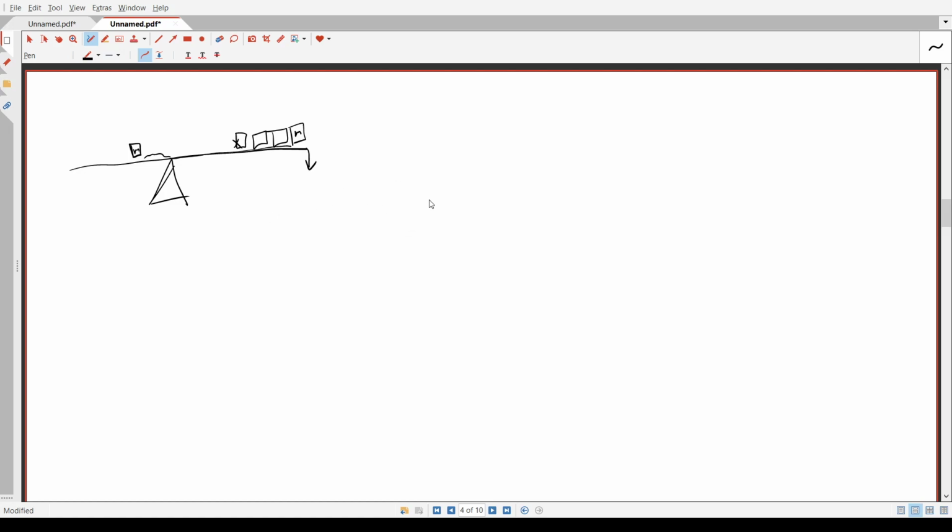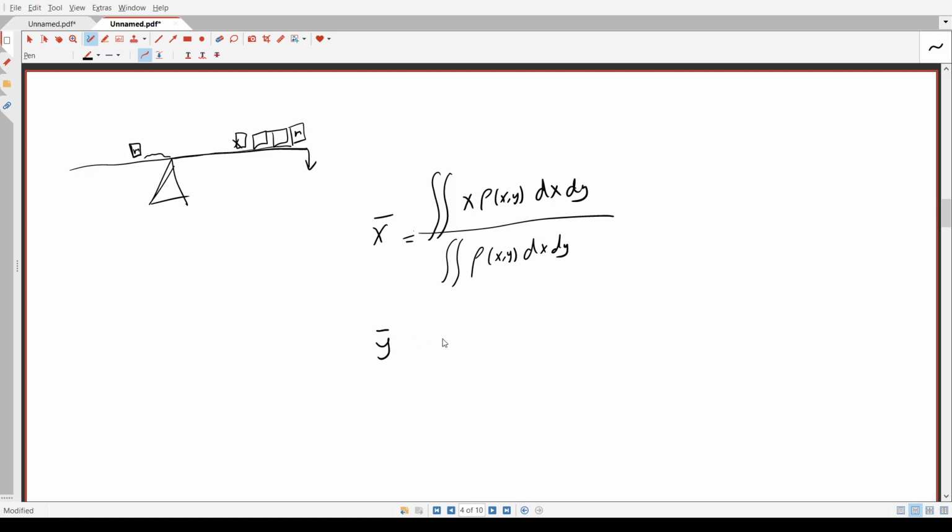So, for example, you would use this like this to find, over the total mass, the average x coordinate, or the x coordinate of the center of mass, and then you do the same thing except with y, over the same thing.